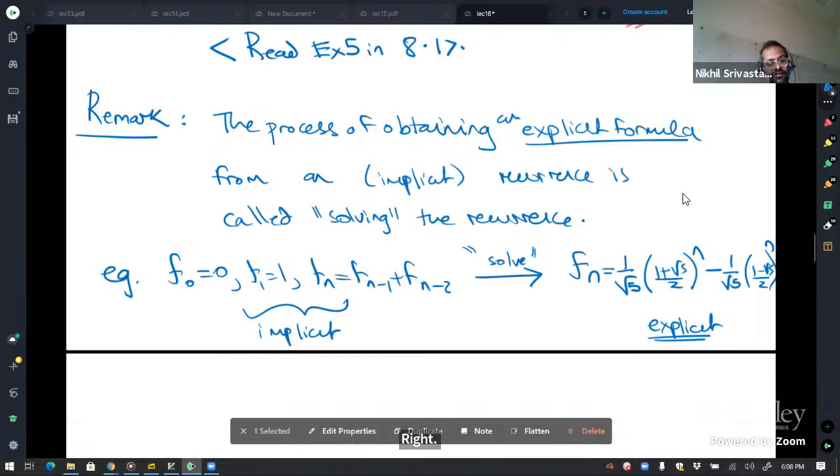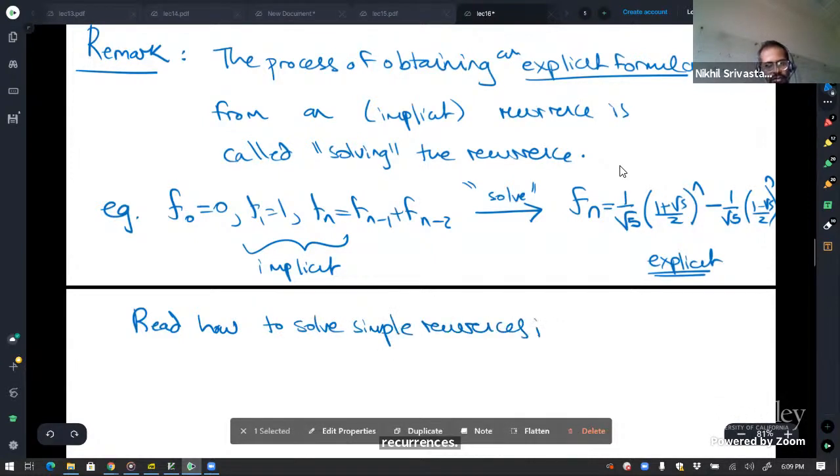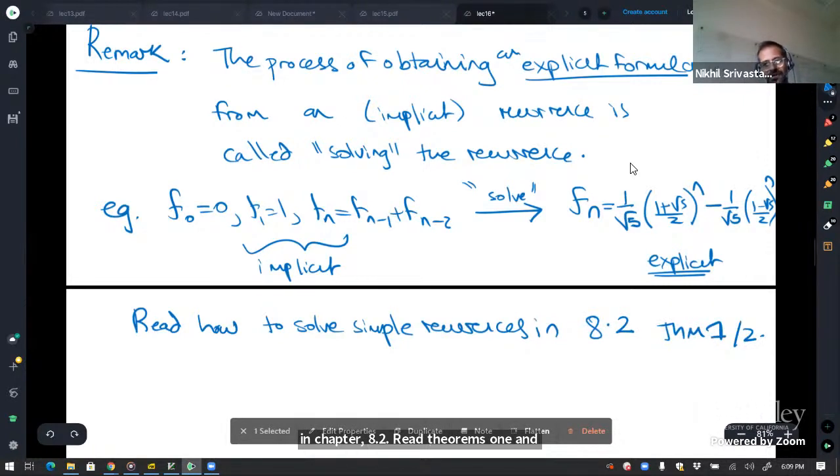So really, there are two different representations of the same sequence of numbers. Now, the art of solving recurrences is more a matter of like Math 54 or Math 185. It's not really about counting, so I don't want to stress it in this course. If you want to learn how to solve very simple recurrences, in chapter 8.2, read theorems 1 and 2.